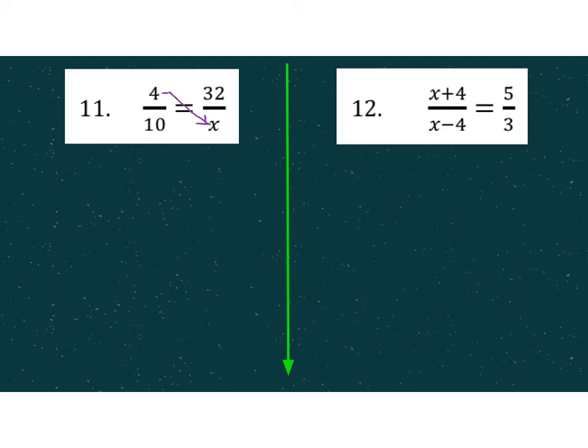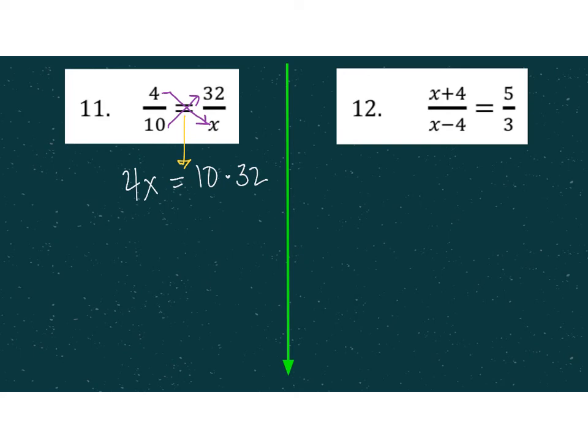Then I'm going to take the 10 and multiply it by the 32, because again, bottom on one side, top on the other. So what that gives me is 4 times x is equal to 10 times 32. That equal sign stays in the middle, okay? All I did was drop that equal sign down.